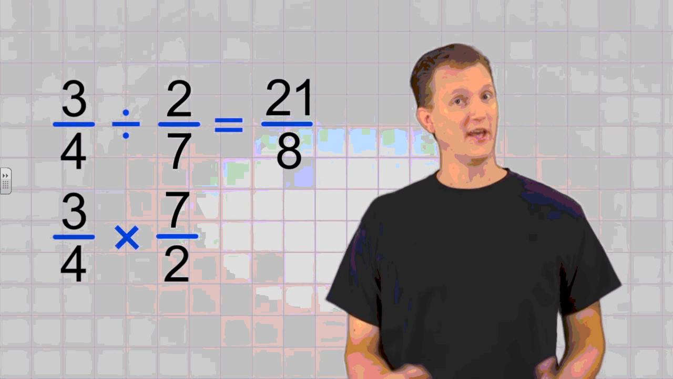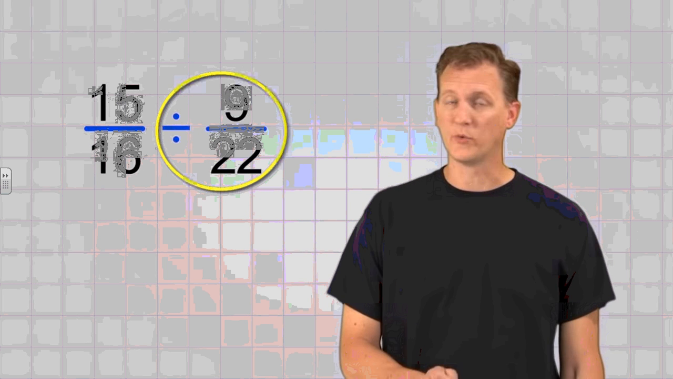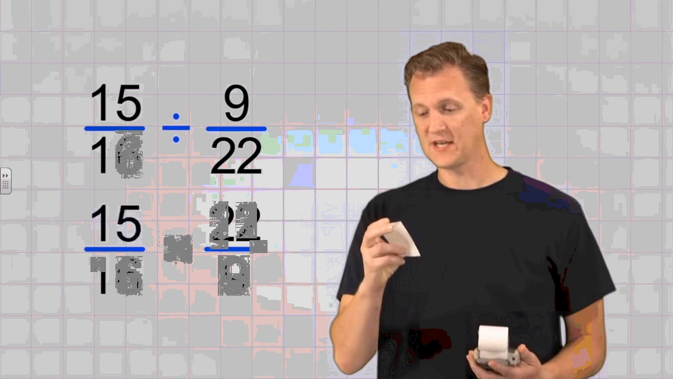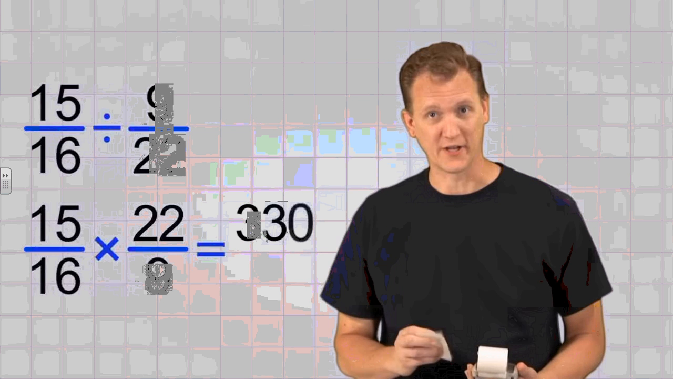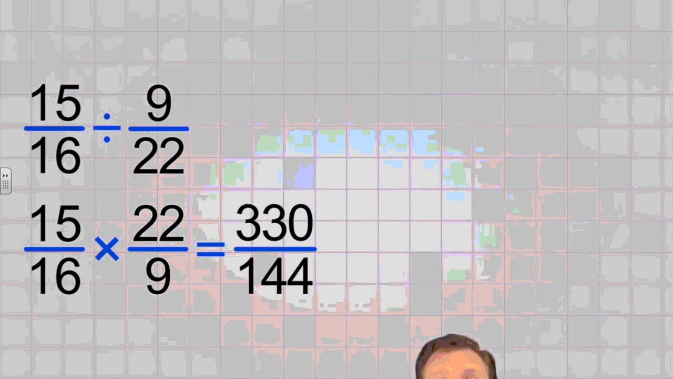That's pretty easy, but let's try one more example. Let's try 15/16 divided by 9/22. Again, the first thing we want to do is rewrite our problem. We'll change the divided by 9/22 into times 22/9. Now all we have to do is multiply. But since these numbers are kind of big, I'm going to use my calculator to help. On the top, we have 15 times 22 equals 330. And on the bottom, we have 16 times 9 equals 144. So the answer to our division problem is 330/144.